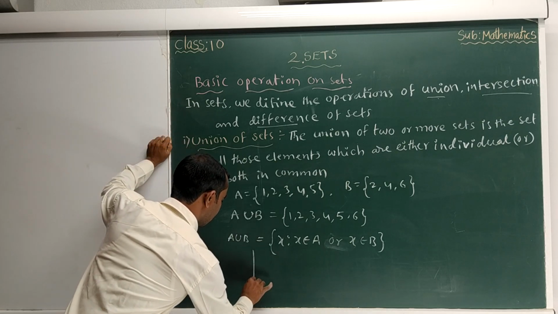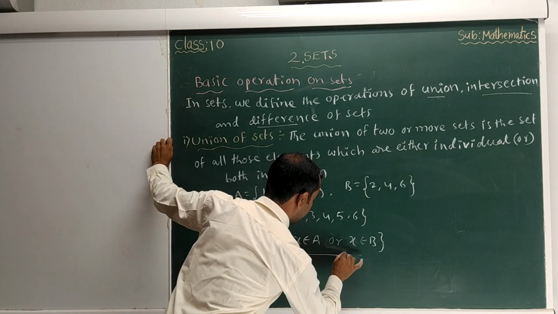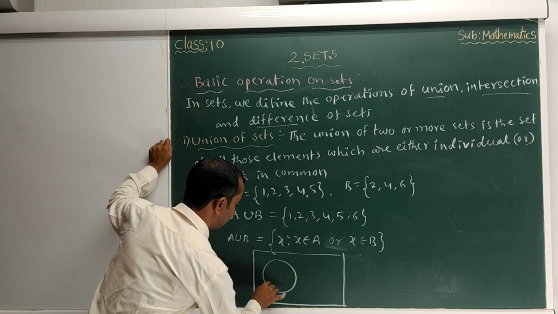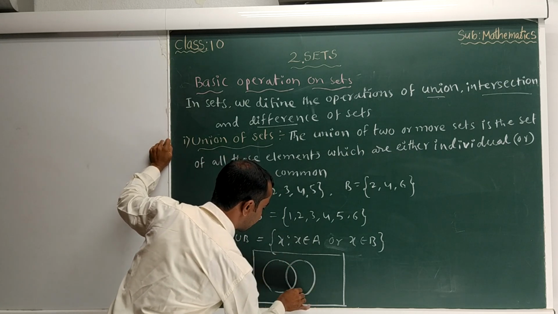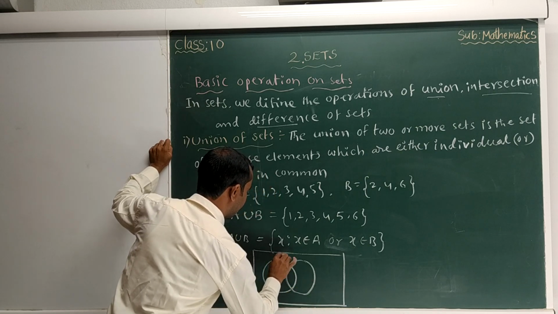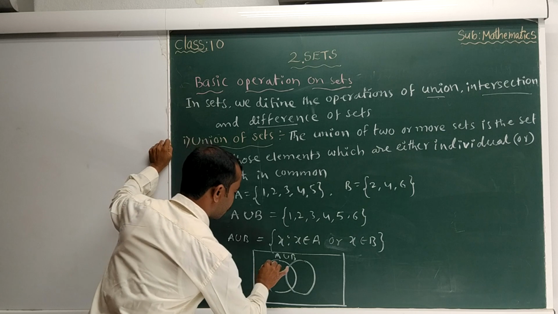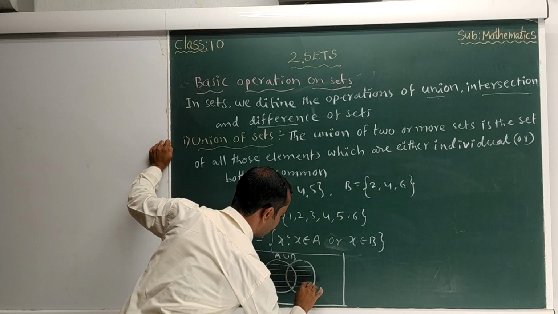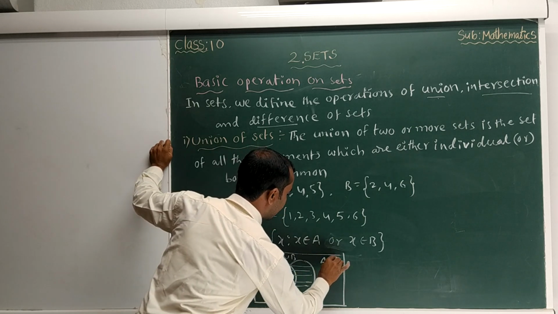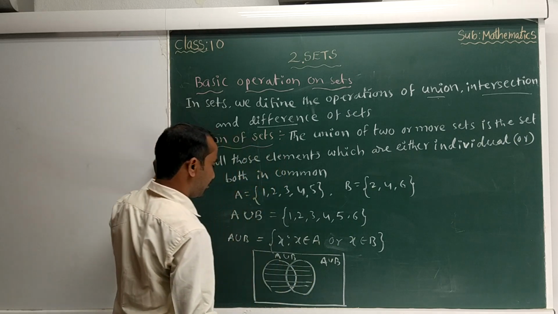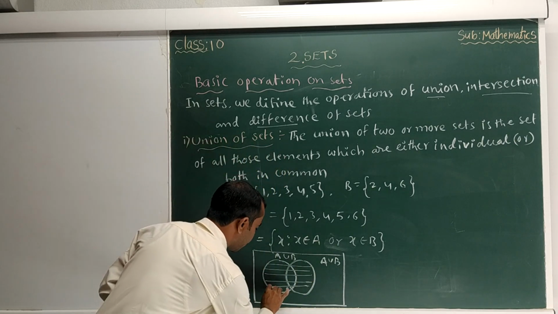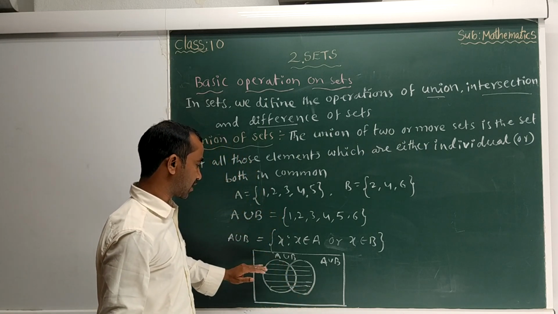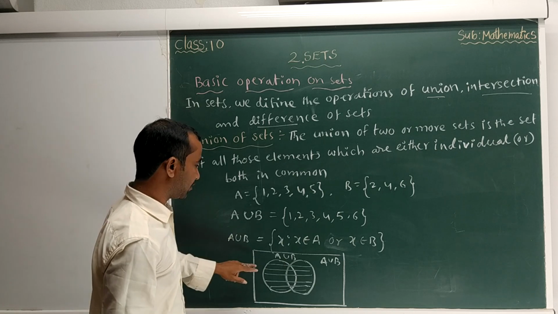Next, the Venn diagram of the union of sets. Here set A is one circle and set B is also a circle. For A union B we write all elements. The shaded region is called the union of the sets. A union B is represented by the Venn diagram by shading all this area, so it is called the Venn diagram of the union of the sets.